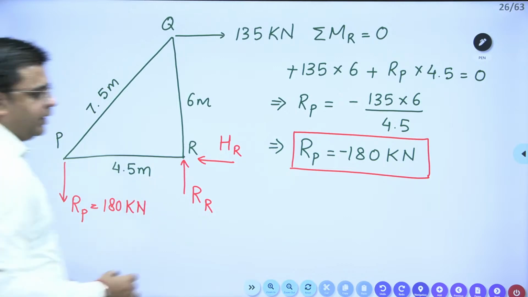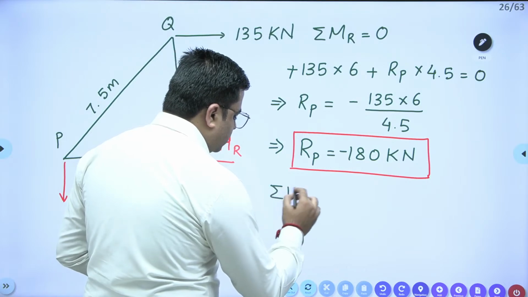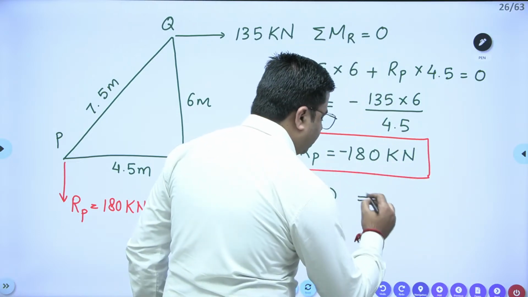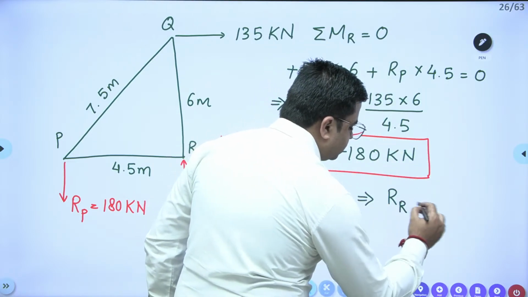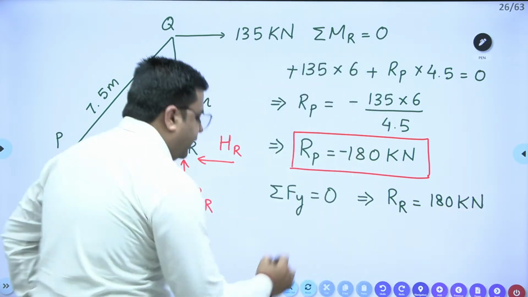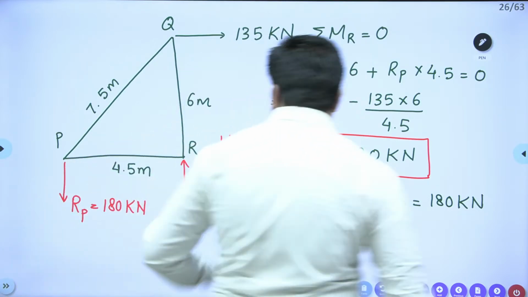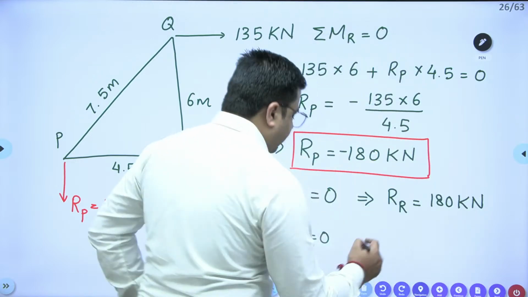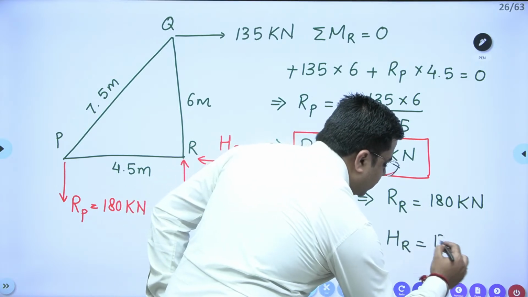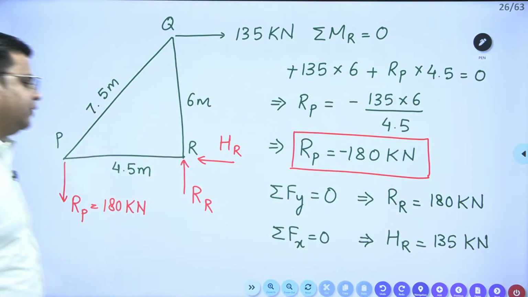Taking summation of vertical forces to be 0, I get the value of RR as 180 kilonewton in the upward direction. Similarly, taking the summation of horizontal forces as 0, I get the value of HR as 135 kilonewton. So I have all the reaction forces.